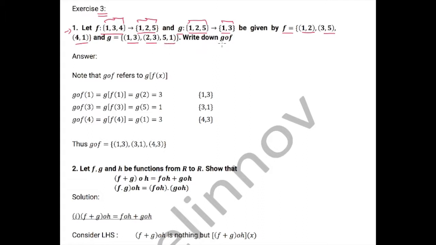What we need to find is g o f. We need to have this bracket here actually. g o f is nothing but g of f of x. So g o f of 1 refers to g of f of 1. And what is f of 1? This is 1 in f, and f of 1 is this.